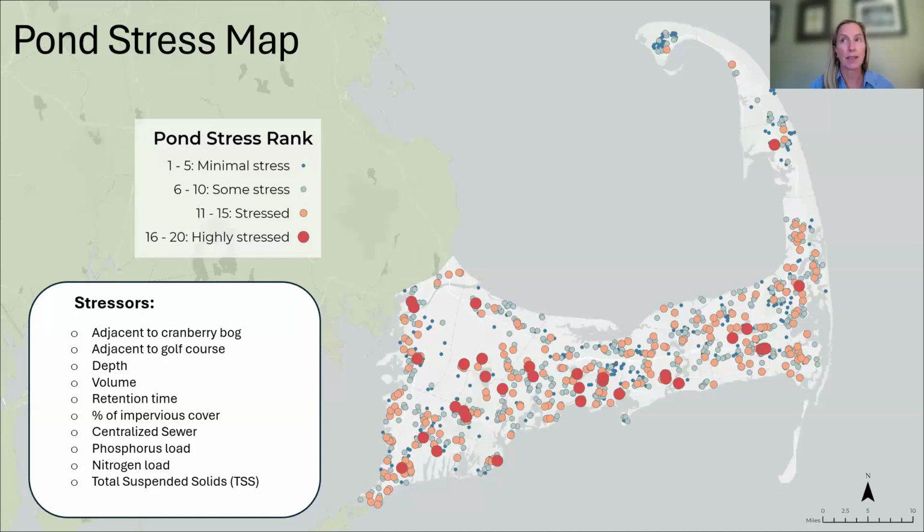So we're talking about things I was referring to in the other image, the other map: adjacency to cranberry bog, adjacency to golf courses, the depth of the pond, the volume, whether or not there's a centralized sewer system in the neighborhood. And then we also were looking at, next slide, Tim, I'm going to highlight the last 3 stressors, which are phosphorus load, nitrogen load, and total suspended solids. These are the stressors that were added to the cumulative stress score that we had generated from the HRU tool.